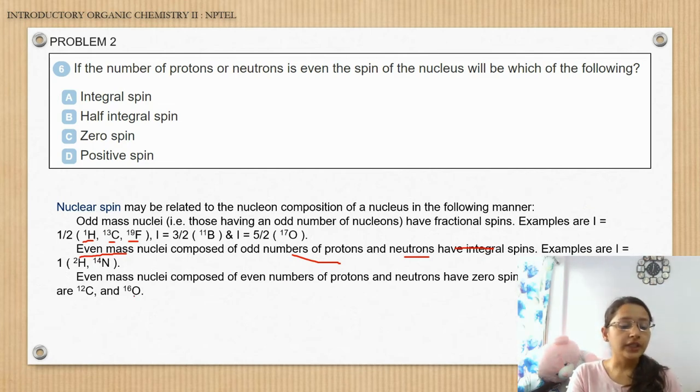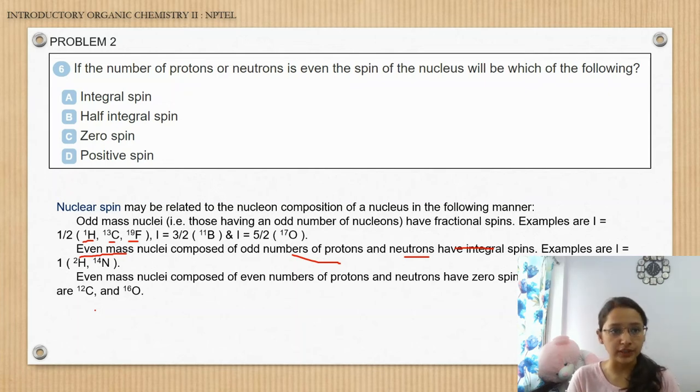For even mass nuclei, having both the mass number and the atomic number even, the nucleus has zero spin, that is, I is equal to 0. I is denoted as the nuclear spin number. So we get to know these are the parameters that suggest the nuclear spin of a particular nucleus.